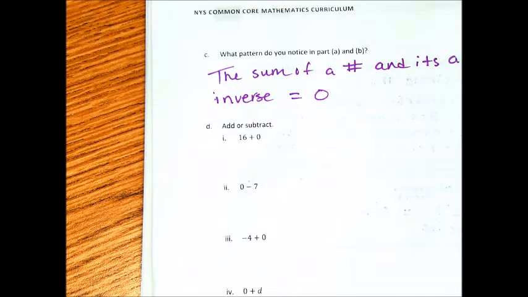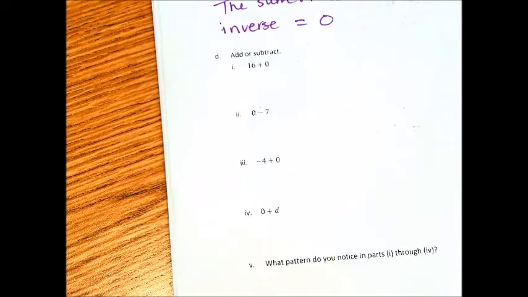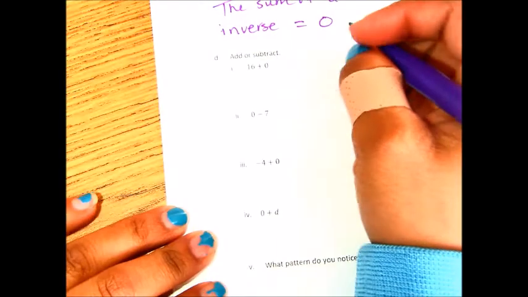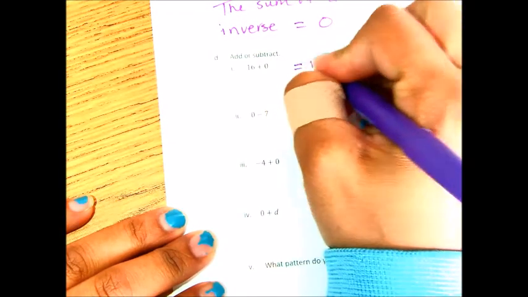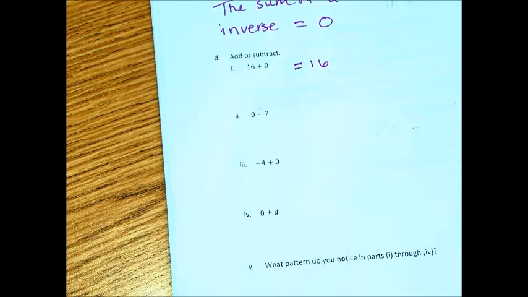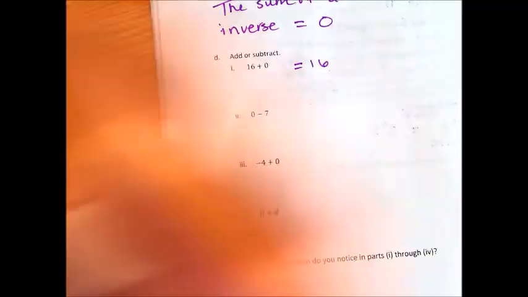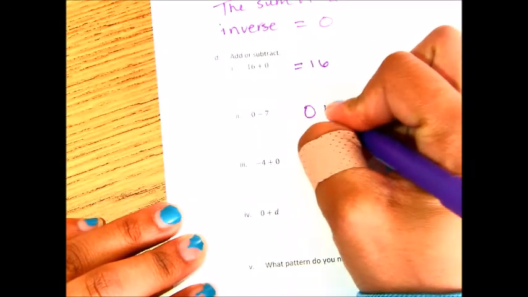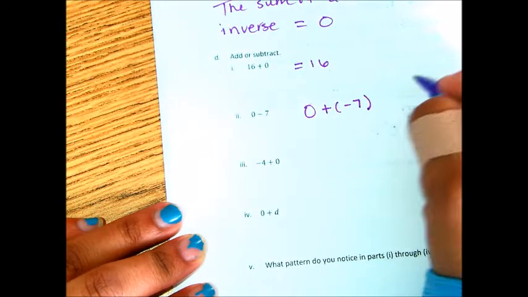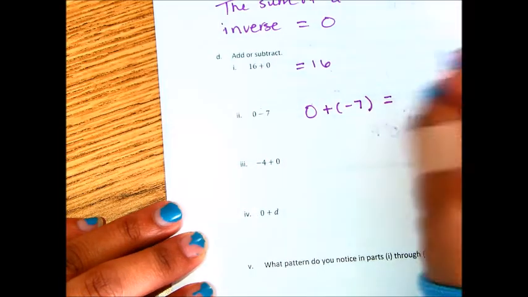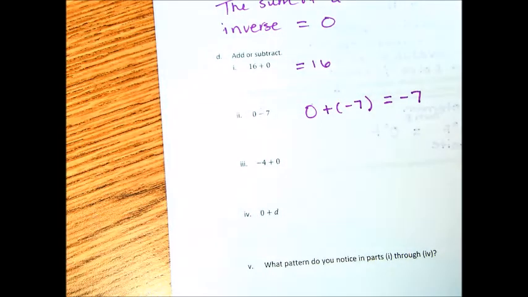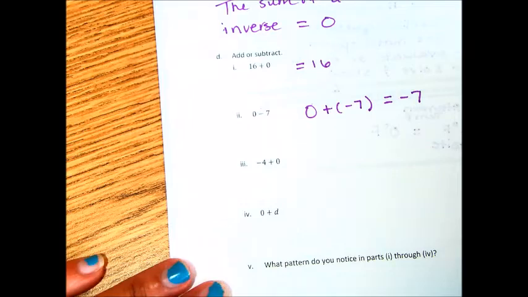Let's go on to exercise D. In exercise D now, we want to either add or subtract. 16 plus 0 gives me what? Yep, 16. 0 minus 7. How can I rewrite that using addition? It's going to look like 0 plus negative 7. And my final answer would be what? Negative 7. Negative 4 plus 0. What would that final answer be?